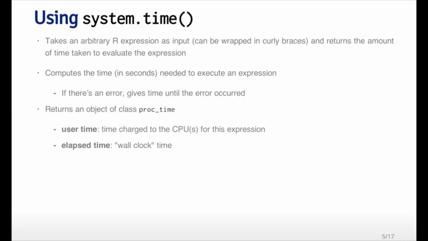Roughly speaking, the elapsed time is sometimes called the wall clock time, and this is the amount of time that you experience. Even though you're the user, you're not the user time. You experience the elapsed time. And so the two different notions of time can have different importance depending on what you care about.